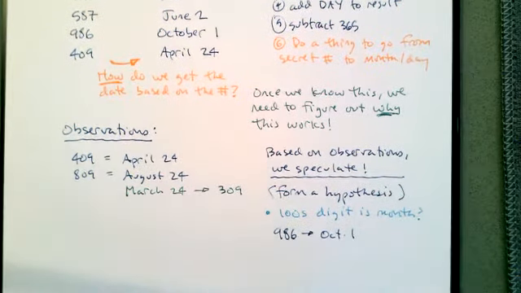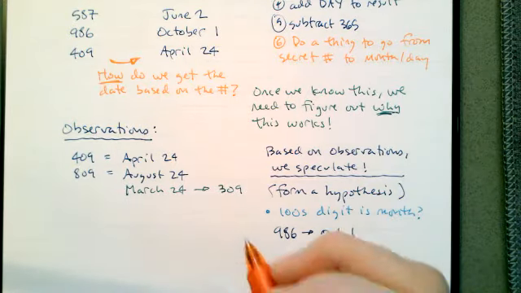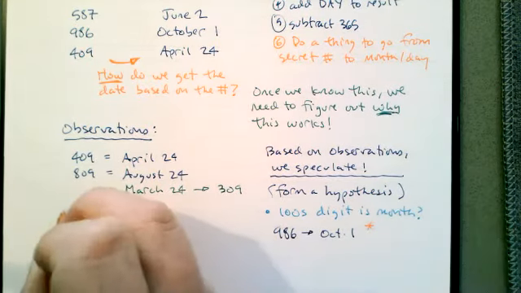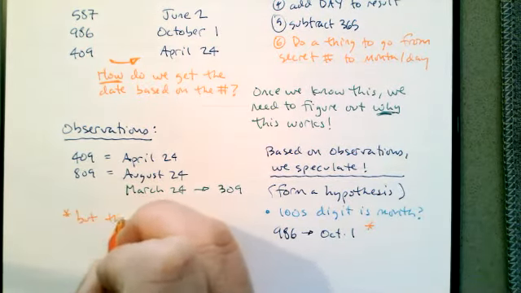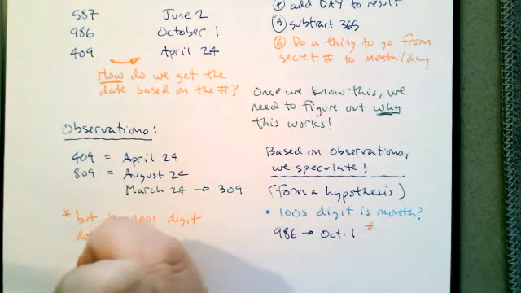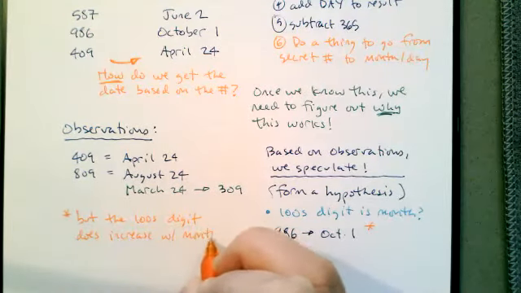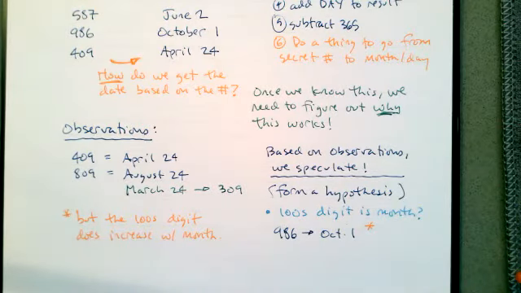So that's an important thing to be able to do. When someone misinterprets what you said, say, "Oh, that's not what I meant. Let me clarify." But the hundreds digit does increase with the month. So we should clarify that. So the October thing, the 986 gave us October 1st. So we have a 9, which would suggest September, but we end up with October 1st.